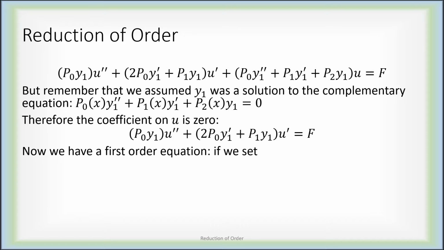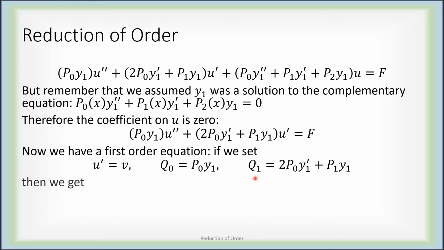It doesn't look like it at first, but if I let u' be some other function v, and now p0 y1 I'm just going to call q0, and 2 p0 y1' plus p1 y1 I'm going to call q1. Remember, the assumption is that y1 is a function we know. So y1 and y1' are known functions. p0 and p1 came from the original differential equation. So q0 is some explicit function that we can compute based on the information we have, as is q1.